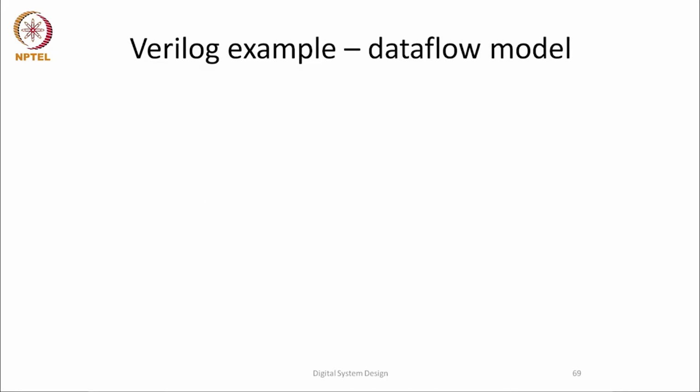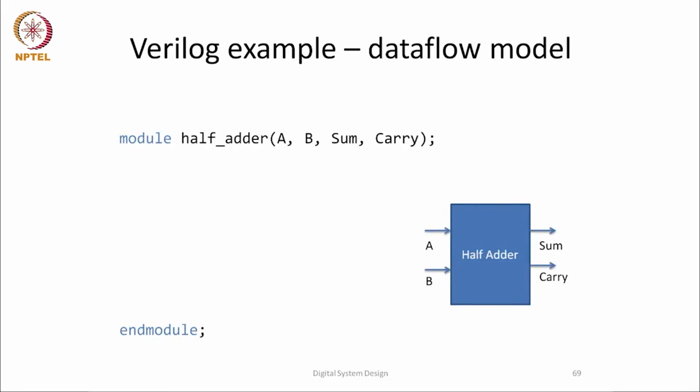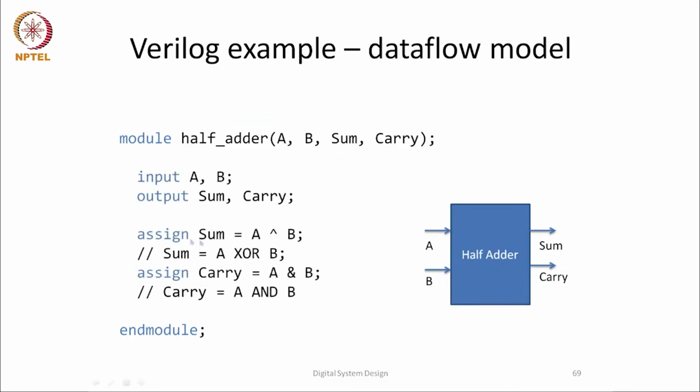Another way of modeling the same thing would be in a data flow model. In a data flow model, instead of specifying the structure, meaning the gate level components, we describe the behavior using Boolean equations. All these Boolean equations use a particular keyword called assign. With the assign keyword, we write the Boolean equations in the same way we write them while solving our questions, etc.